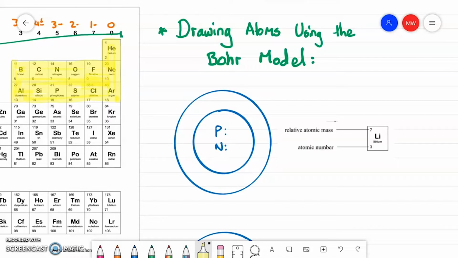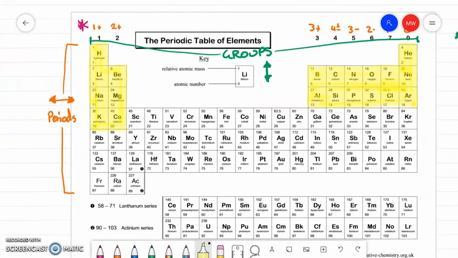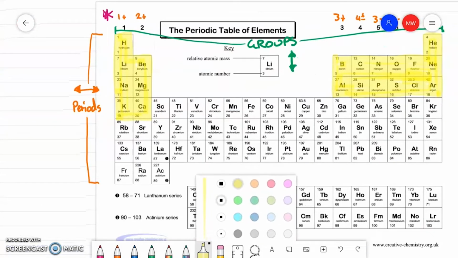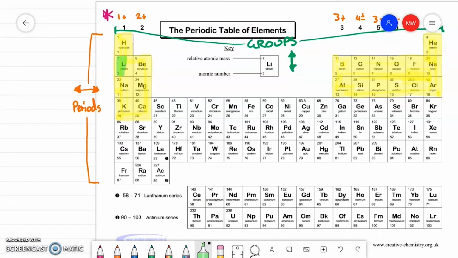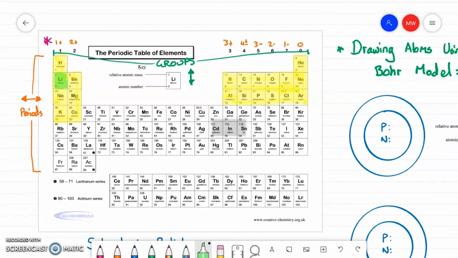Before we even start, the first thing that I like to do is go and find lithium in the periodic table, and here it is sitting here. There's a couple of things here of interest to me. The first thing is that it's in the second period. That means that it will have 2 electron shells.